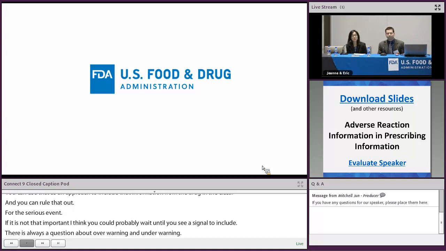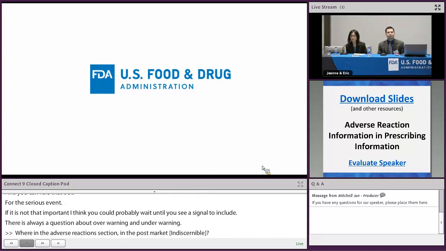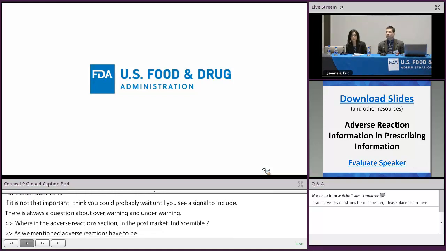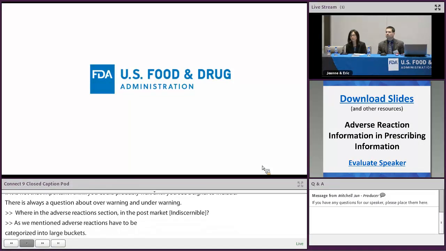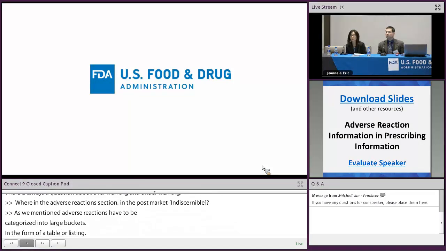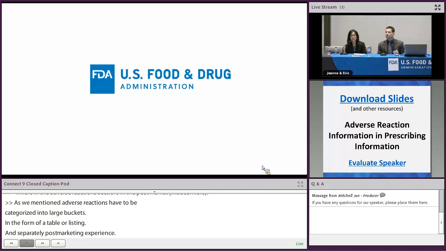As we mentioned, adverse reactions have to be categorized into two large buckets. The clinical trials experience is described separately, and that's where all the adverse reaction listings are, in the form of a table or listings. And then separately, the post-marketing experience. So all of those spontaneous post-marketing reports, US domestic or foreign, would go under post-marketing experience. We typically use 6.1 and 6.2 as the sections for those categories, but they're not designated by regulation, unlike some of the other sections in labeling that have designated numbers.